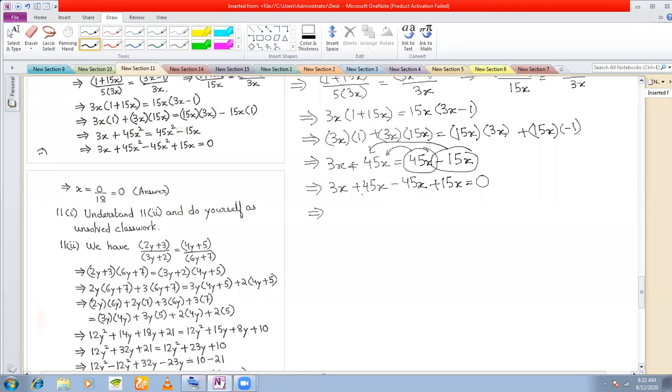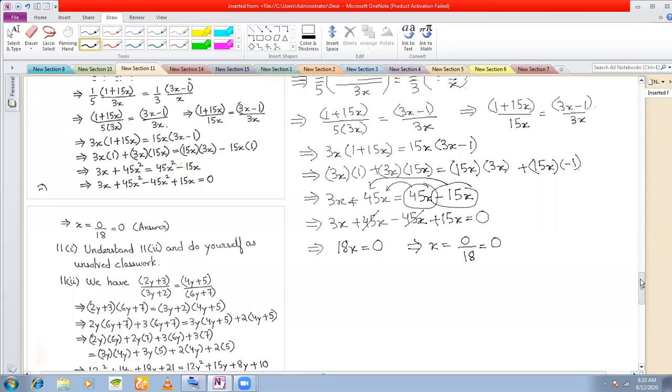So plus 45x and minus 45x will cancel. So you get 3x plus 15x as 18x is equal to 0. That means x is equal to 0 by 18, which is 0. Okay.